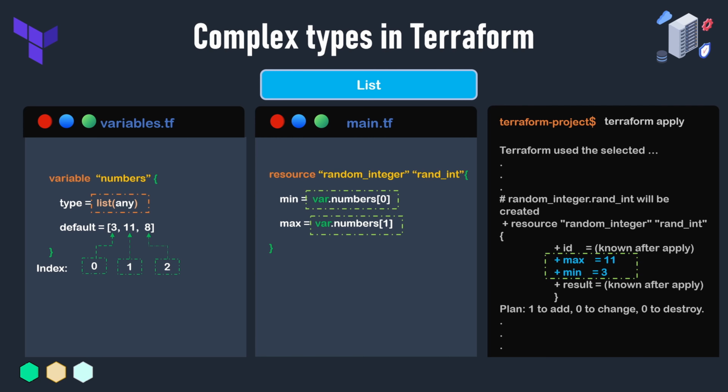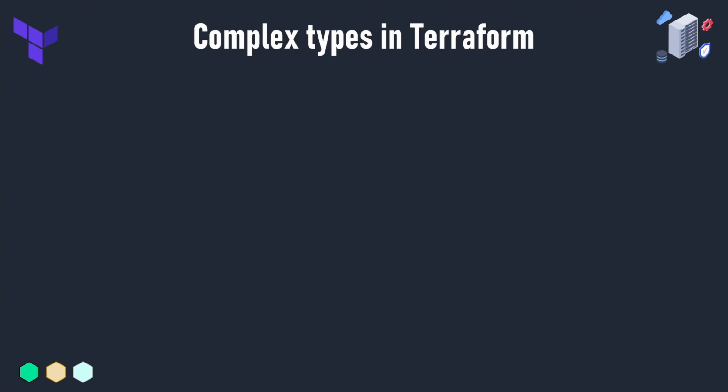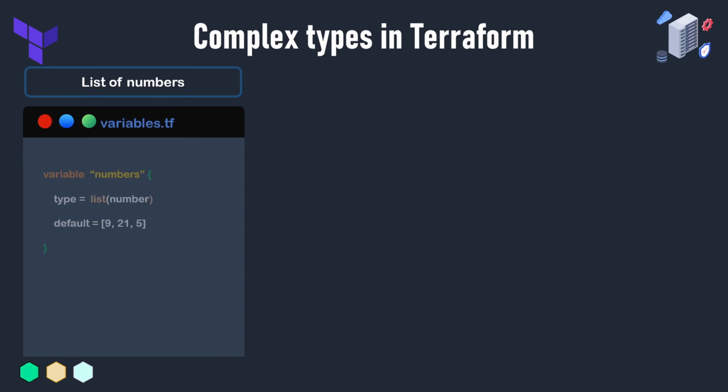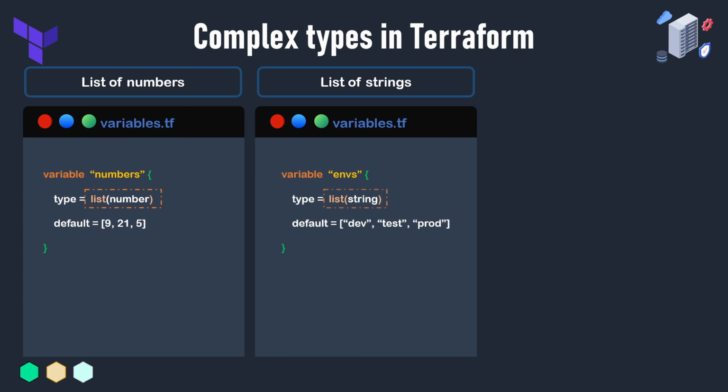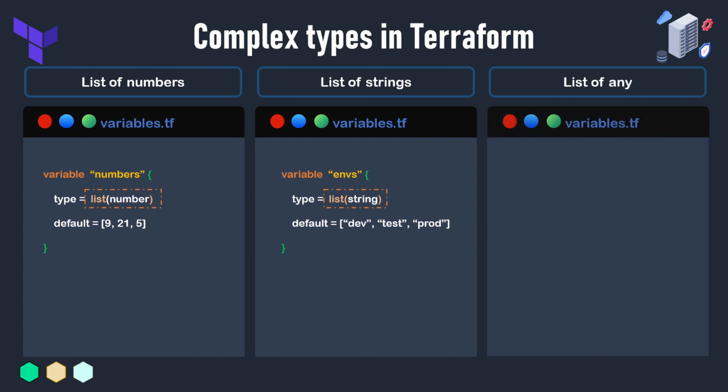We will see now a few examples of lists. So the first list is a list of numbers containing 3 elements, which are 9, 21, and 5. The second one is a list of strings, so here only string values are allowed. Here we have also 3 elements, which are dev, test, and prod. And finally, the last list is a list of any. That's why values of different types are accepted.